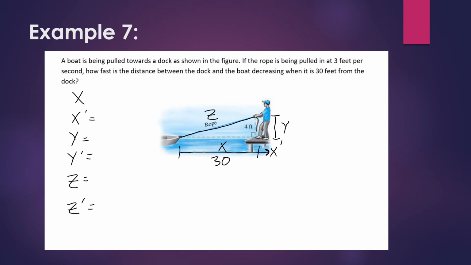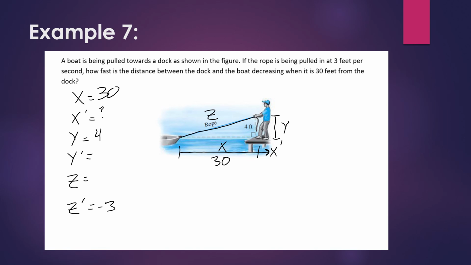the length of the rope is decreasing by 3 feet per second. That's how quickly it's being pulled in. So dz dt, or z prime, is going to be -3. I know that x is 30. I want to know how quickly x is changing, so I don't know x prime. Y is 4.